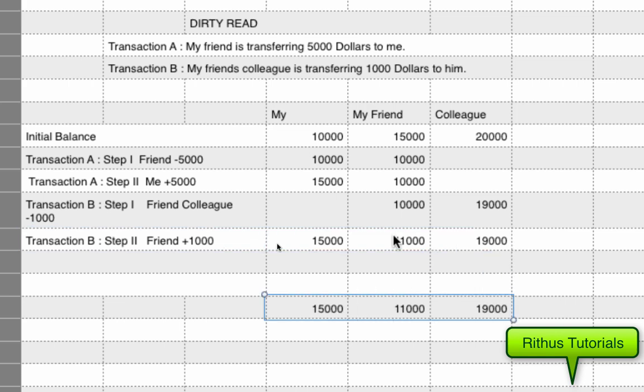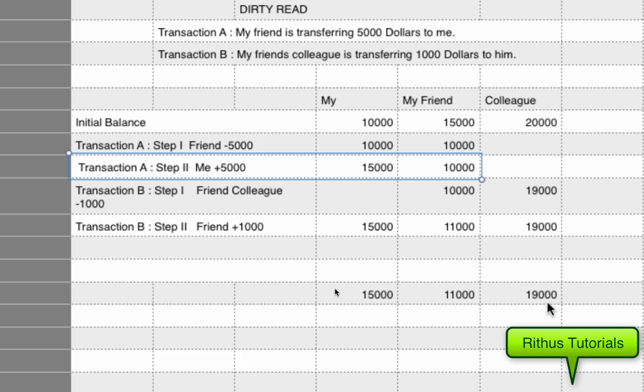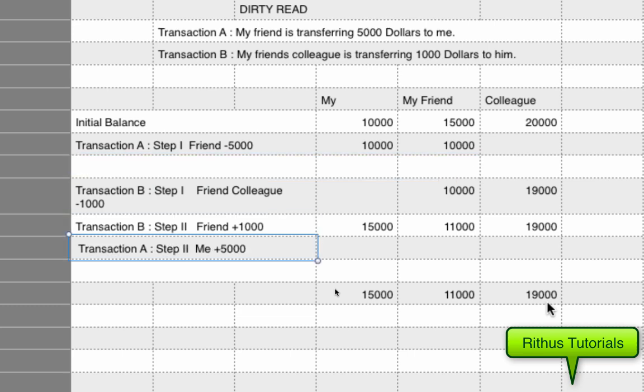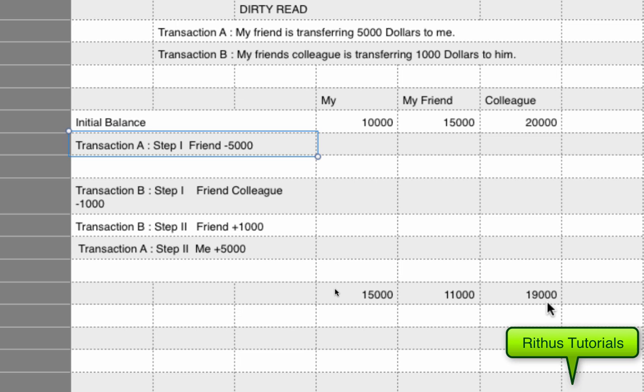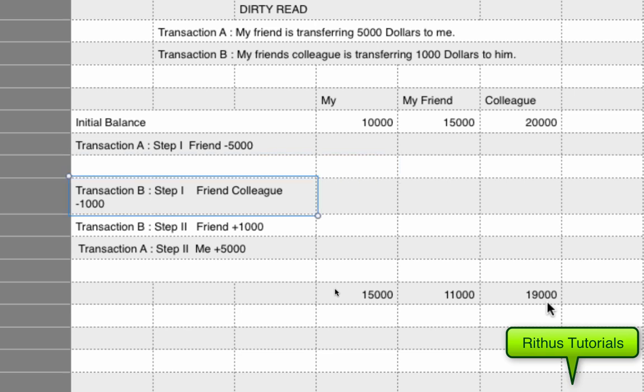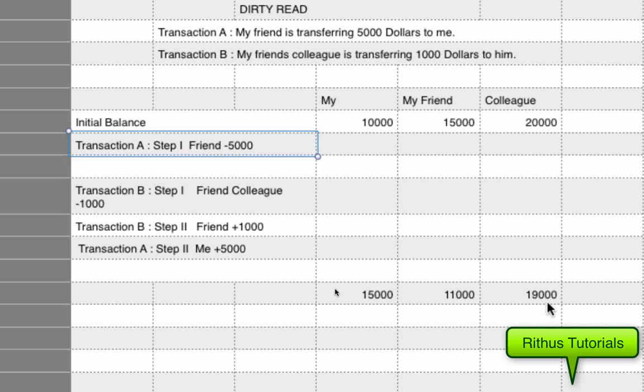So the end result should be something of this kind. Let's just reverse these steps. Let's say these two transactions happened in parallel. Just when my friend was trying to transfer the amount to me, my friend's colleague was also transferring to him, and the system which is executing the transaction executed it in a different order. My friend's account was debited by 5,000 rupees first, and then the first step of transaction B is executed, and then the second step of transaction B is executed, and only after that the last step of transaction A is executed. Because these were running in parallel, they can get executed in any way.